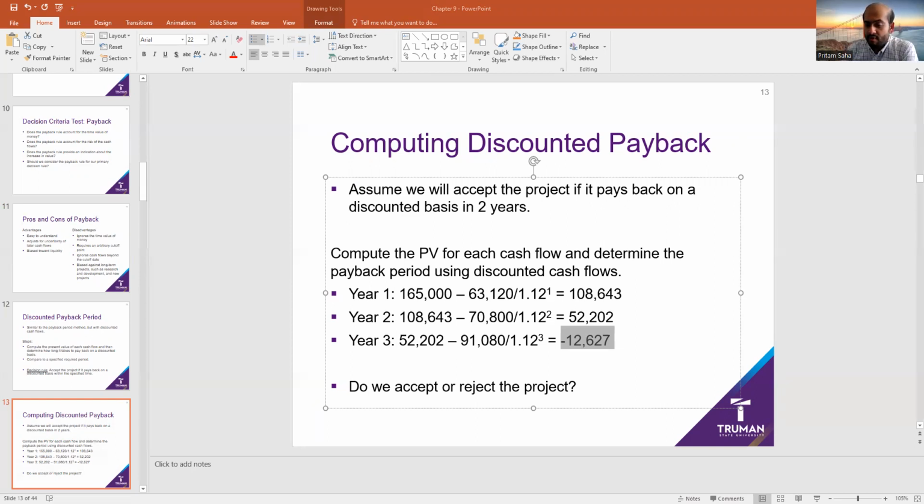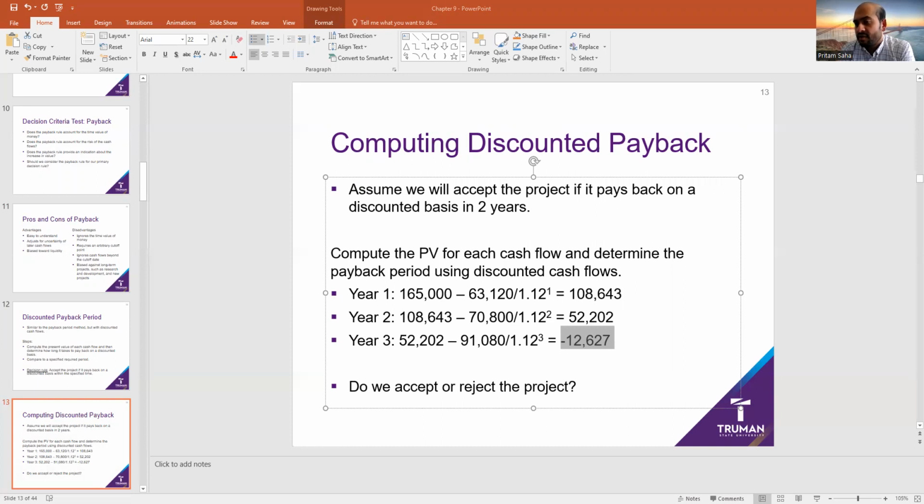So 91080 divided by 1.4049. So 64,830 is your discounted present value for year 3. 64,830. So 52202 divided by 64,830. Did you see that?